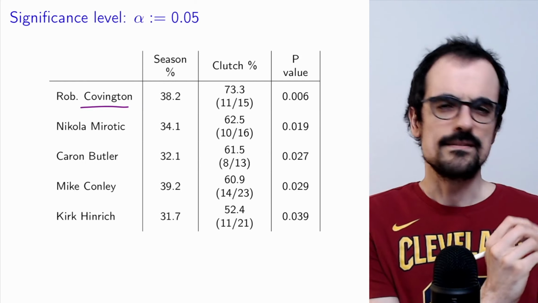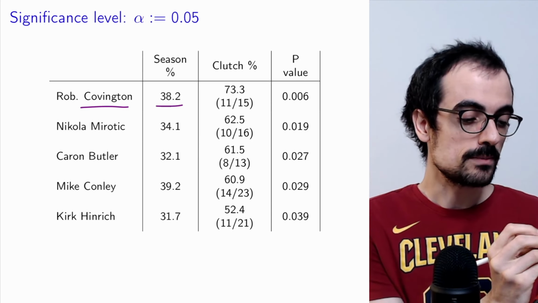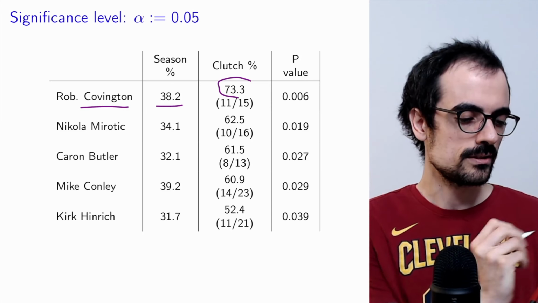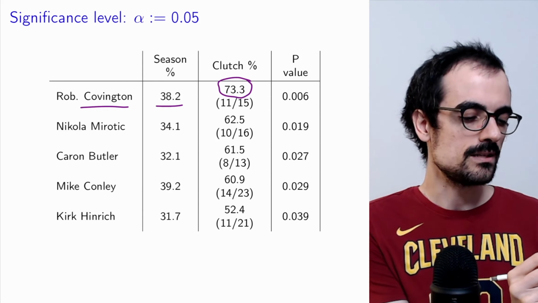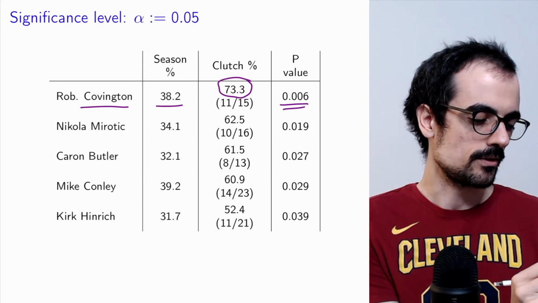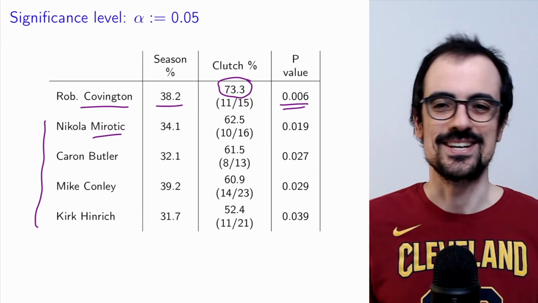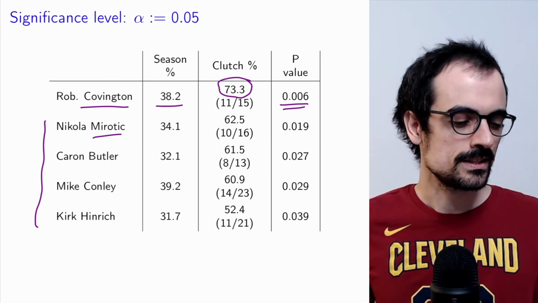I hope I'm pronouncing his name more or less okay. His season percentage is 38%, but his clutch percentage is 73%. Very impressive. The p-value is very low. Okay, and similar results for these other players. I'm happy to see Mirotic here. He used to play for the Spanish national team, even though he's from Montenegro.